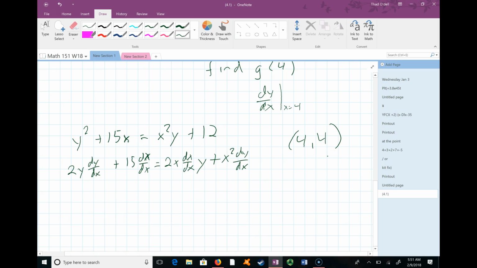So go back over here. Can't change that. 2y dy/dx. The dx/dx is 1, so this is just 15. The dx/dx is 1, so this is just 2xy. And this would be x squared dy/dx.